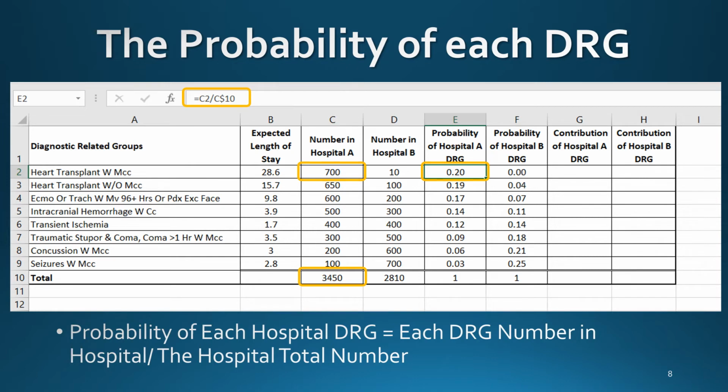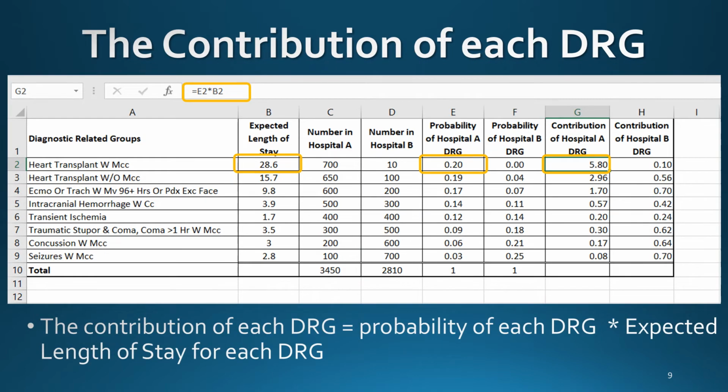After having all the probabilities of each DRG, we will be able to calculate the contribution of each DRG. The formula for the contribution of each DRG is the probability of each DRG multiplied by the expected length of stay of each DRG. For example, the contribution of Hospital A DRG of heart transplant is 0.2, the probability, times the expected length of stay, which is 28.6, and we get 5.8 as the value.